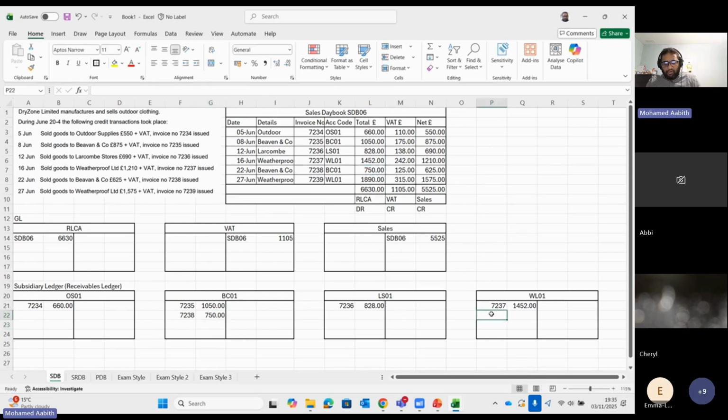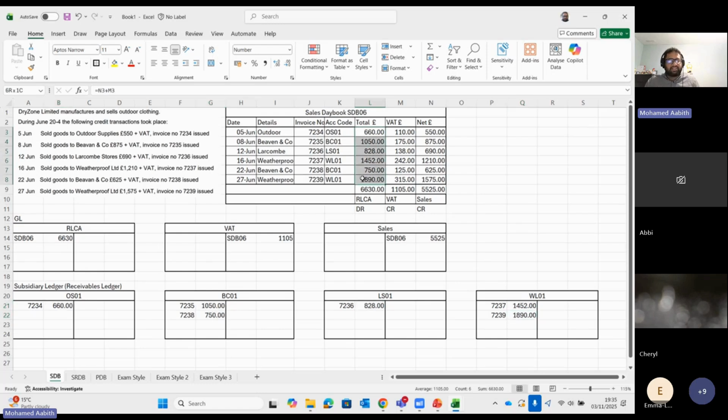And then we have one more for weatherproof, and the last one is for that amount of invoice. Okay, so now I've noticed here, if I add all of those numbers, 1, 2, 3, 4, these numbers, if I add all of them, will I get the same 6,630? Of course you will. Why?